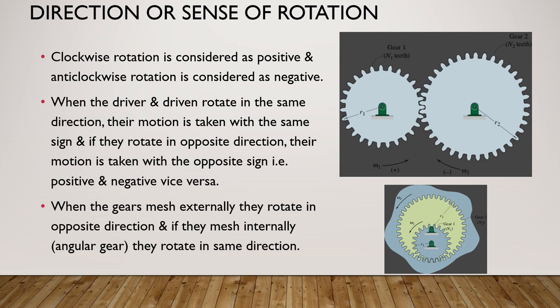So two main things: clockwise is positive, anti-clockwise is negative, and if they are rotating in the same direction, it is written as a positive sign. If they are rotating in different directions, it is taken as a negative sign.